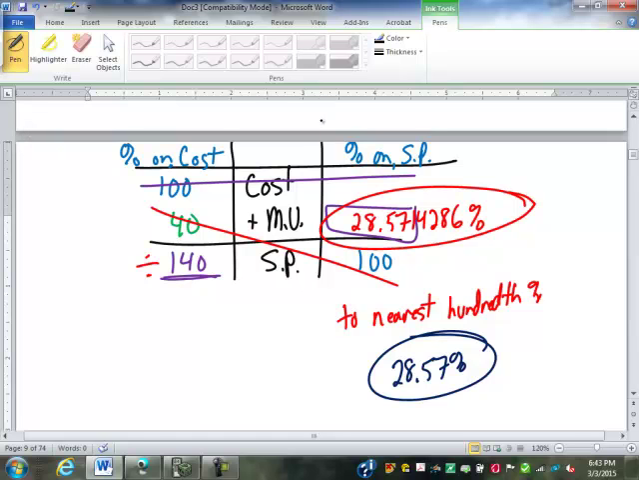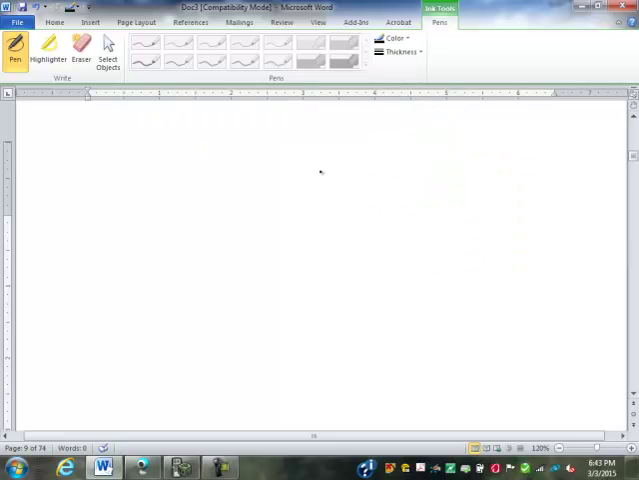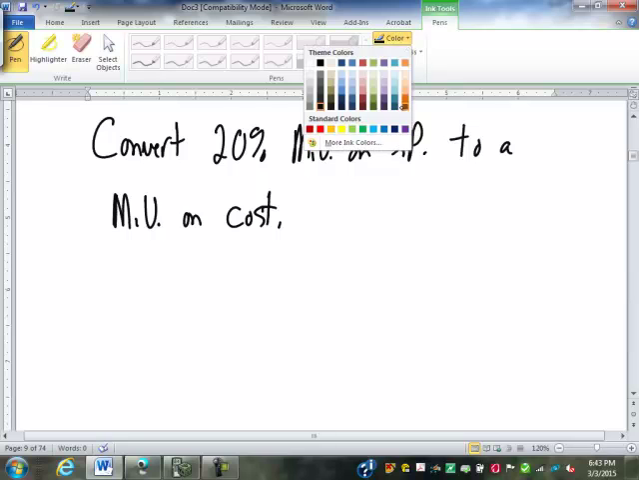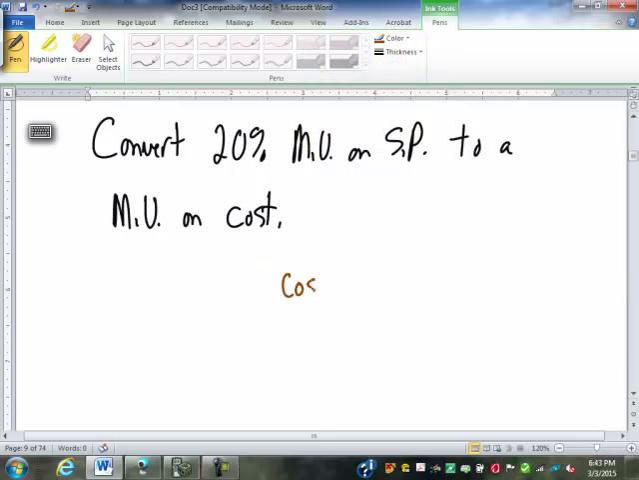Let's do another example. That one's a little trickier, isn't it? Let's do another example. Let's ask you to convert a 20% markup on selling price to a markup on cost. So our table is still cost plus markup equals selling price.